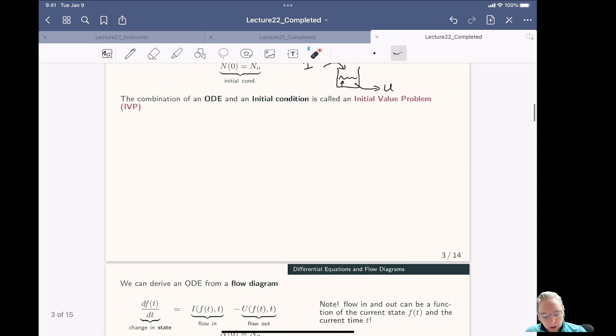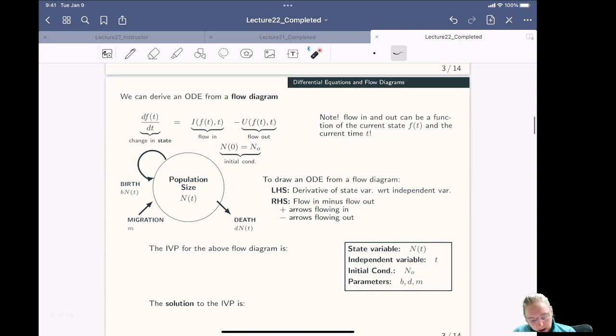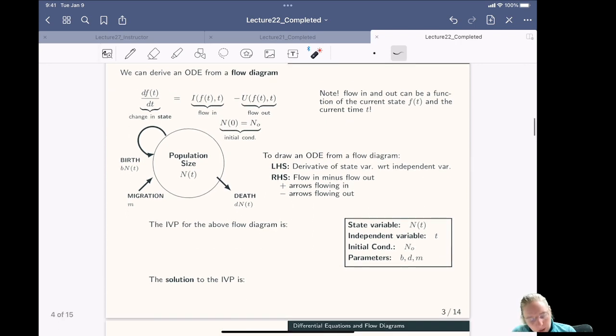All right, so what do we do with a differential equation? Well, an alternative way to represent that is as a flow diagram, like I've mentioned above. Here I've given you a flow diagram for some population size n of t, and we have three processes going on here. We have birth of individuals, we have migration of individuals into the system, and we have the death of individuals. In order to get a differential equation, the left-hand side of the function is the derivative of n. So we take dn dt.